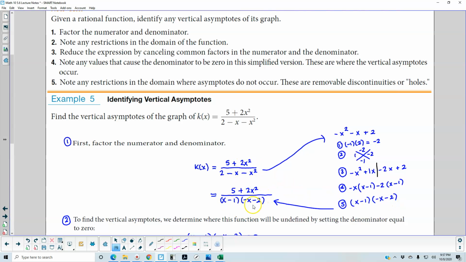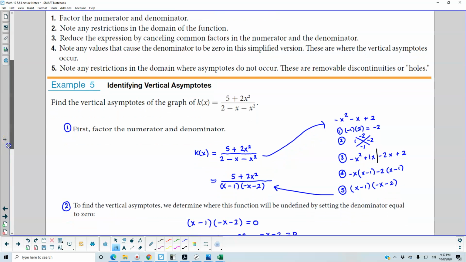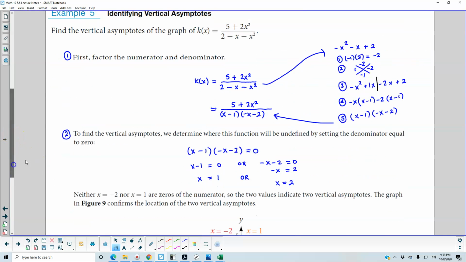So now we've factored the denominator, and we have 5 plus 2x squared over x minus 1 times negative x minus 2. Now in step 2, to find the vertical asymptotes, we determine where this function will be undefined by setting the denominator equal to 0. So we have x minus 1 times negative x minus 2 is equal to 0. We set x minus 1 equals 0, add 1 to both sides, x is equal to 1. Over here, we add 2 to both sides and divide by negative 1, which gives us x equals negative 2.